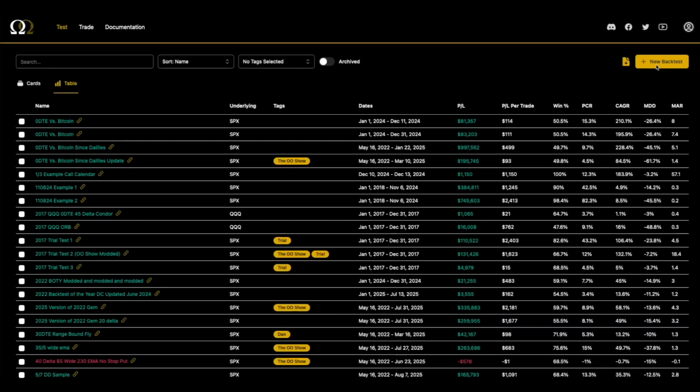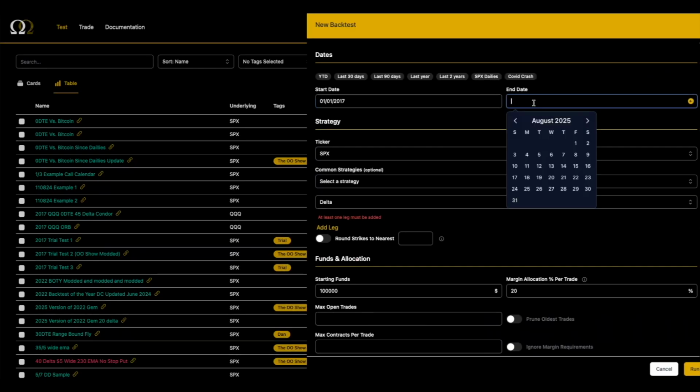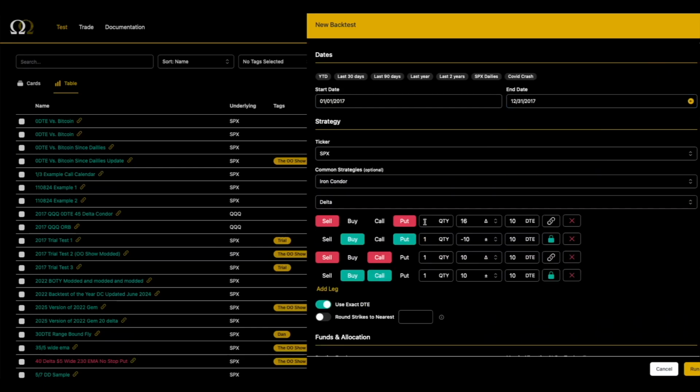For our third backtest, we're going to do something completely different. 2017, we're going to stick with SPX for this one. And we're going to do a really popular strategy, which is an iron condor. And we're going to do it as a 0 DTE, which is extremely popular, probably the most common type of trade that people backtest and automate in Option Omega is 0 DTE condors.